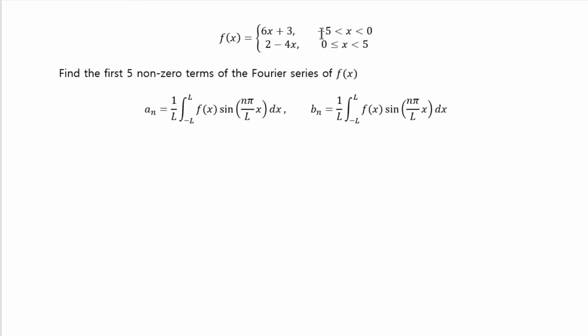Now notice that the function is defined from -5 to 5, so the L value should be 5. So these formulas should be looking like this. Oh, there is actually one big difference here.